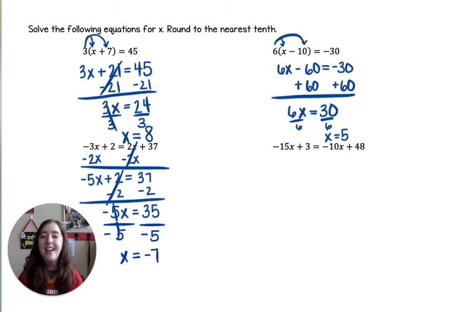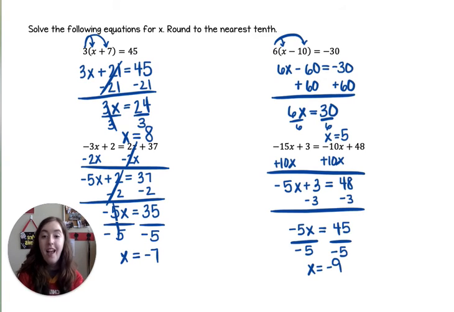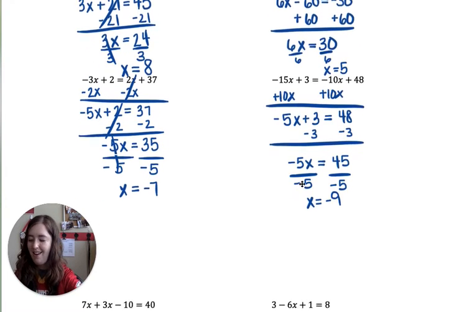So maybe you decided to add 3x on both sides and subtract 37 on both sides. Either way, you're still going to get the same answer. So I don't want you to feel like if you approached it a different way that you would have gotten it wrong. Go ahead and try the next one on your own. Hopefully you got negative 9 on that one. If you didn't, pause the video and see what mistake you made. Okay, let's try the next ones.